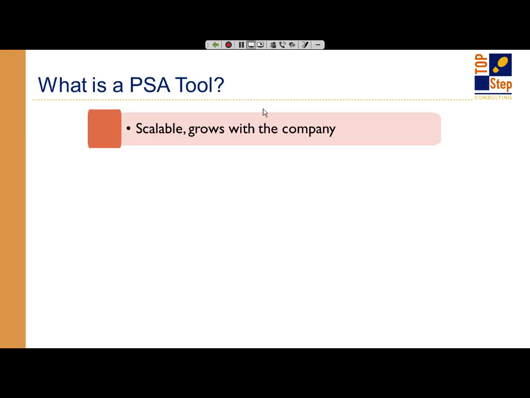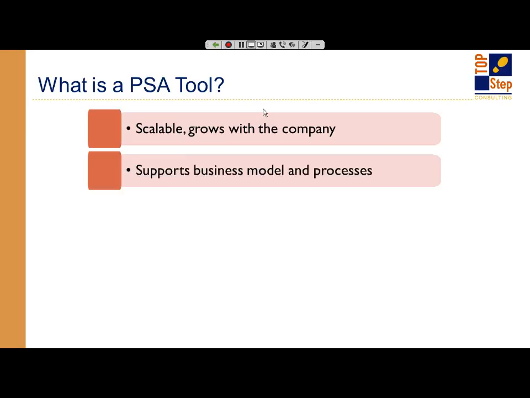You want a PSA tool that supports your business model and processes. And why is that important? Because what you don't want to do is craft the way that you run the business, the way that you run your company, around the tool that you pick. I have to do profitability reporting this way, or I have to measure utilization that way. You are running the company.